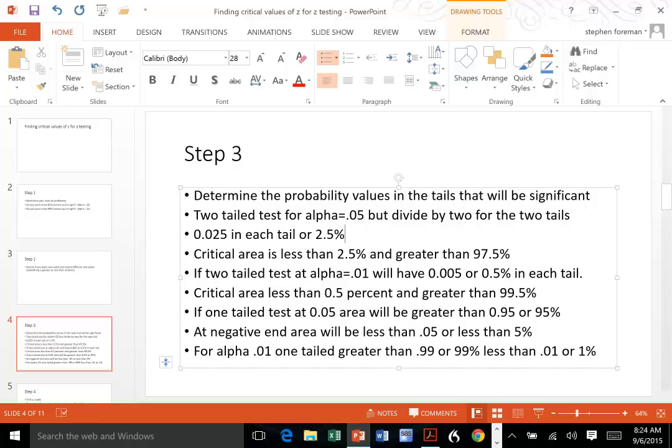If we're doing a one-tailed test at 0.05, the area will be greater than 0.95 or 95%. And at the negative end, it will be less than 0.05 or less than 5%. For alpha of 0.01 in a one-tailed test, the value will be greater than 0.99 or 99% and less than 0.01 or 1%. That's for one tail.